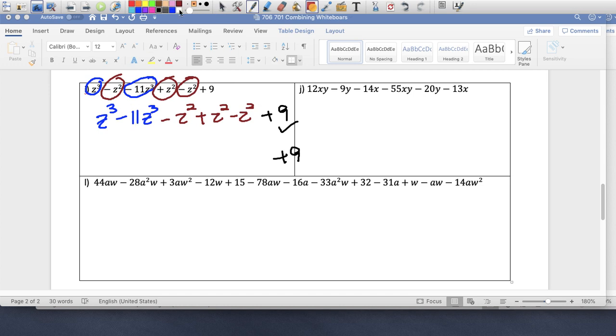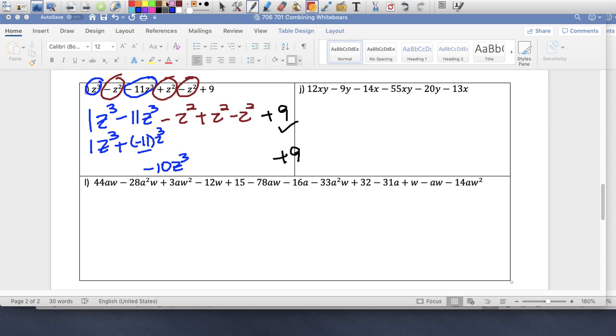Let's do the blue. And like I said, you can put a 1 over here. It's going to be 1 z cubed plus negative 11 z cubed. Who's going to win? The negatives. How many more do they have? 10. So it's going to be negative 10 z to the third power.